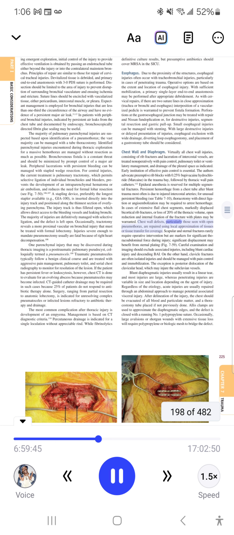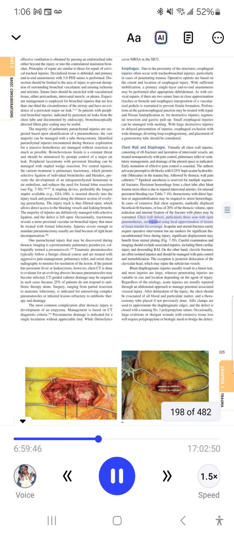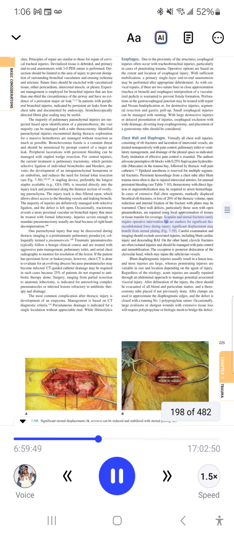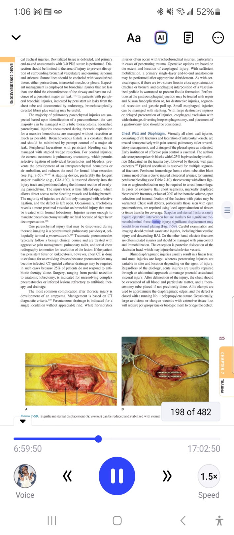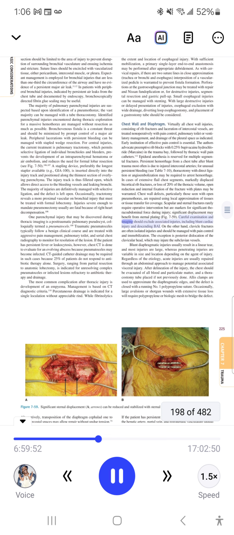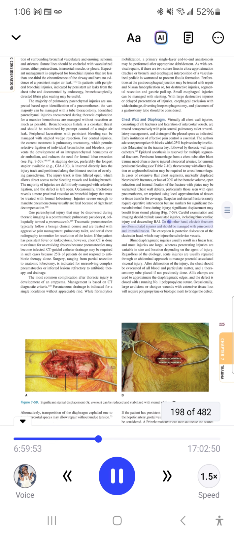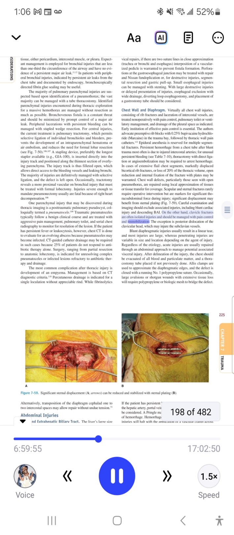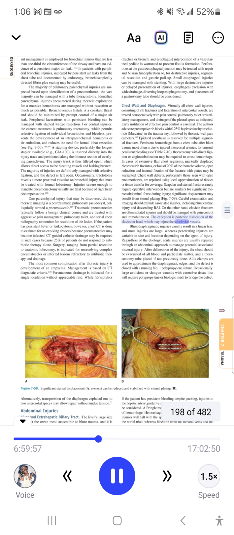Chest wall defects, particularly those seen with open pneumothorax, are repaired using local approximation of tissues or tissue transfer for coverage. Scapular and sternal fractures rarely require operative intervention but are markers for significant thoracoabdominal force during injury. Significant displacement may benefit from sternal plating, Fig. 759. Careful examination and imaging should exclude associated injuries, including blunt cardiac injury and descending BAI. On the other hand, clavicle fractures are often isolated injuries and should be managed with pain control and immobilization. The exception is posterior dislocation of the clavicular head, which may injure the subclavian vessels.